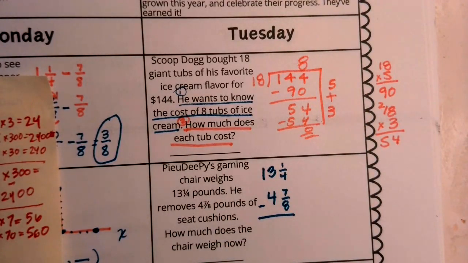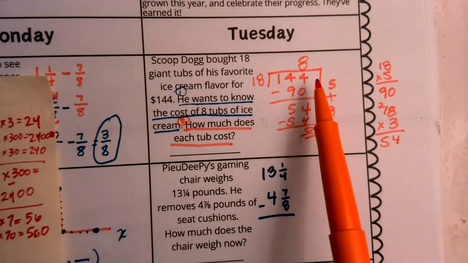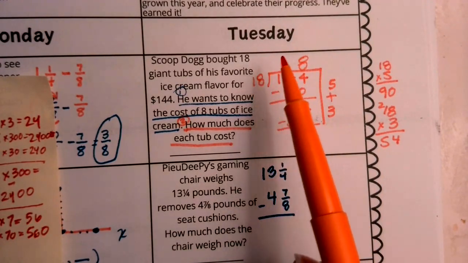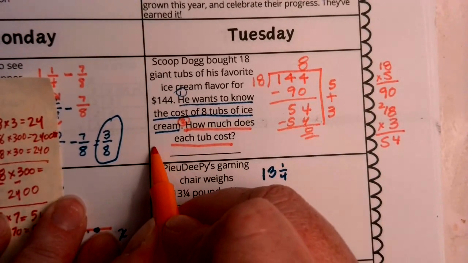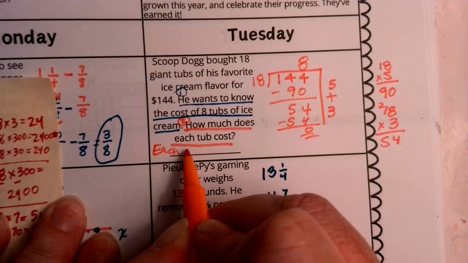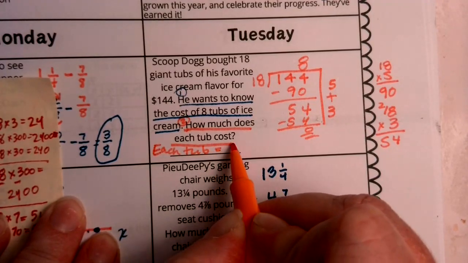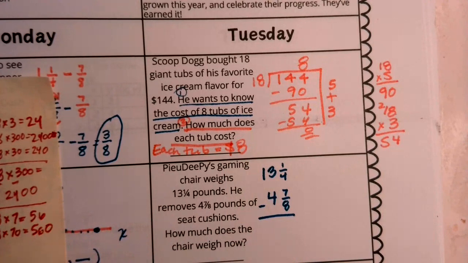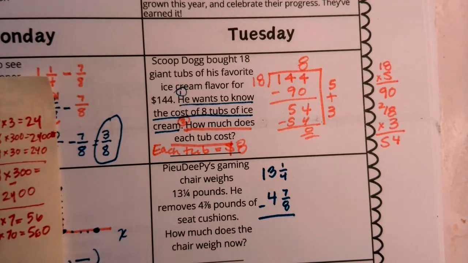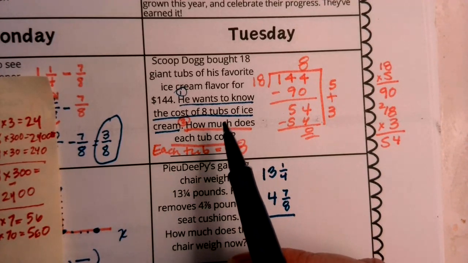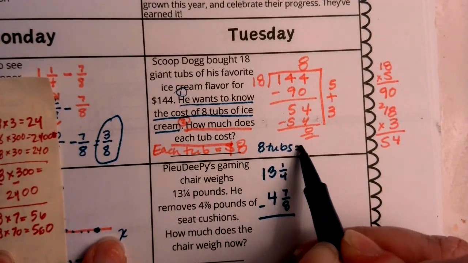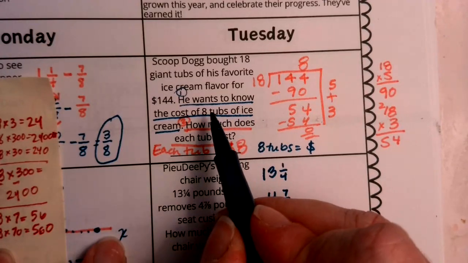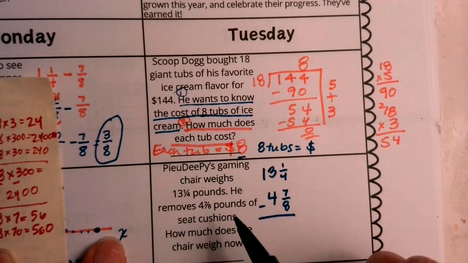So what does that tell me? If he spent $144 on 18 tubs of ice cream, that tells us that each tub cost $8. So I'm going to write that down below. Each tub equals $8. But now we need to go back to the question that I underlined in blue. How much would 8 tubs be? So I'm going to write that 8 tubs would equal how much money? Well, that would be 8 times 8, and 8 times 8 is 64.